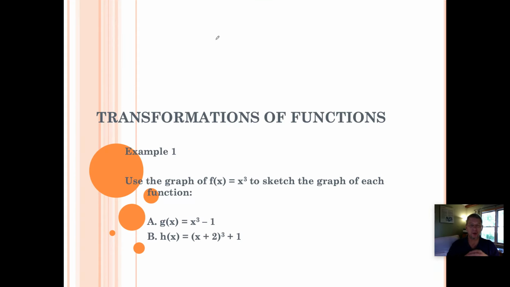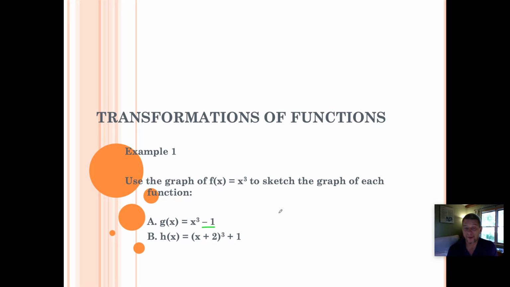Now let's do another example here. Example number 1 says, use the graph of f of x equals x cubed. All right, so a similar function to the one that we did in the previous slide or so. But f of x equals x cubed. And from that, I want to sketch the graph of each function. All right, now, in the first one, I've got g of x equals x cubed minus 1. Now, am I subtracting the 1 from the value of x or from the value of f of x?